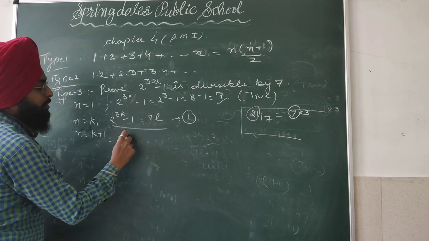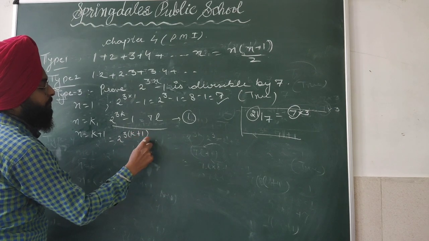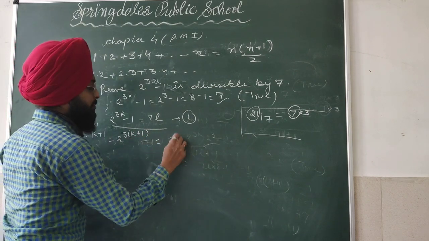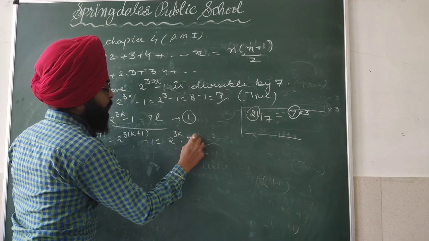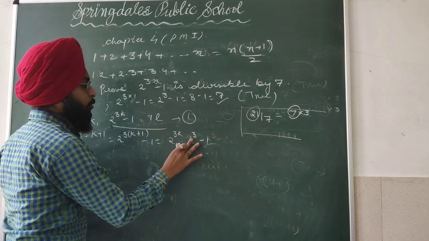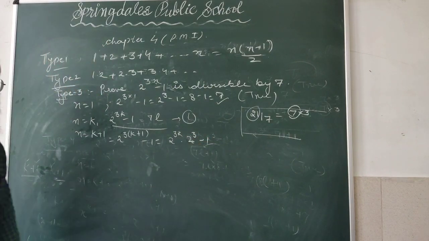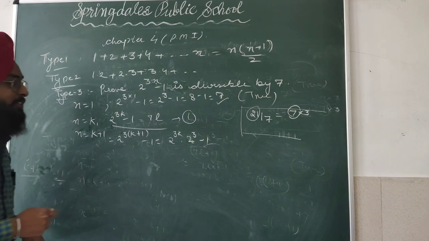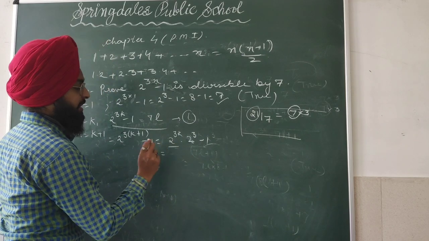For this, 2 raised to power 3k plus 1 minus 1 is equal to 2 raised to power 3k into 2 raised to power 3 minus 1. ये सभी को पता है, it's an exponential term. Exponential मतलब it's an exponent. ठीक है, ये exponents की रूल है. Now ये 10th में पढ़े थे आपने.